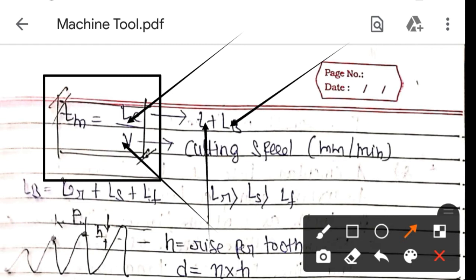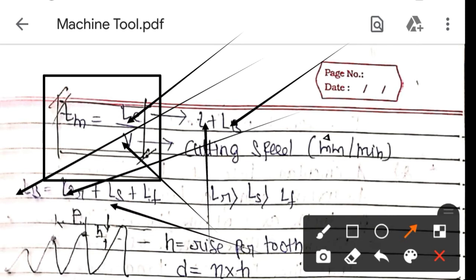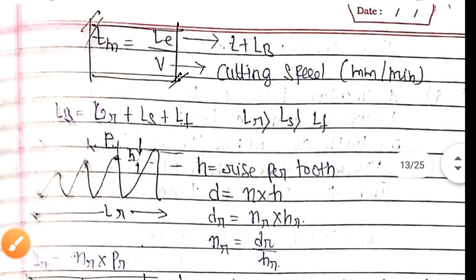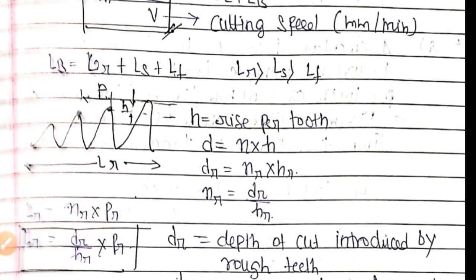The length of the broach, as I already told you, is the summation of the length of the roughing teeth plus the length of the semi-finishing teeth plus the length of the finishing teeth. The combination of all these three gives you the length of the broach. Again, the length of the roughing part will be more than the length of the semi-finishing part, and this will be more than the length of the finishing part. So these are the terms in the broaching tool you should know, which will help you in solving problems and in understanding the numericals.